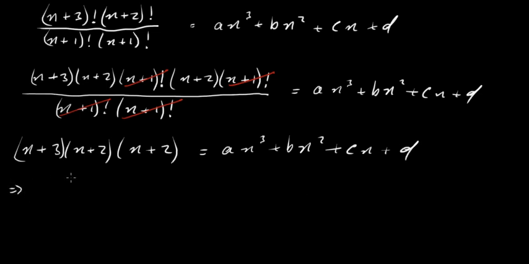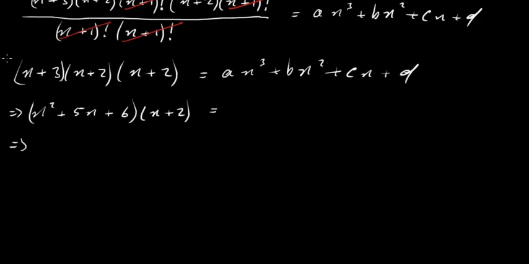Now all I've got to do is multiply these three out. So if I multiply the first two out, I get n squared plus 3n plus 2n is 5n plus 6. Okay, and that's multiplied by n plus 2, and that's equal to this here. Now multiply these two out.